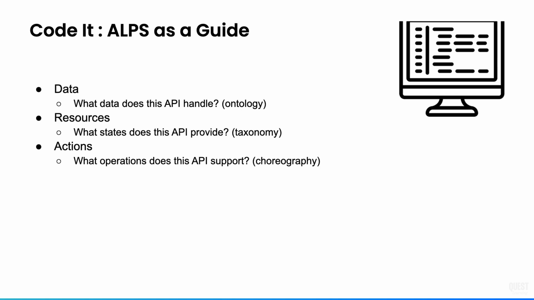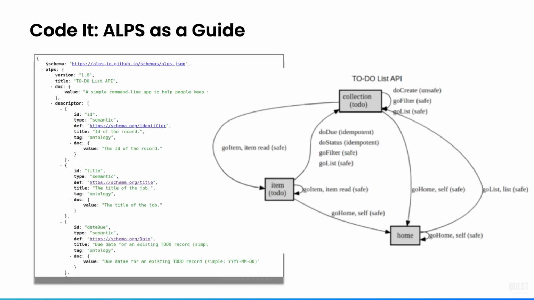We have a home resource, we have a list or collection resource, we have an items resource. We may have some forms for creating new resources or updating existing resources. These are the actions as well as the elements. What operations does this API support? And that would be the choreography. That would be moving from step 1 to step 2 to step 3 and so on and so forth. These are all jobs we have to do when we create our API service.